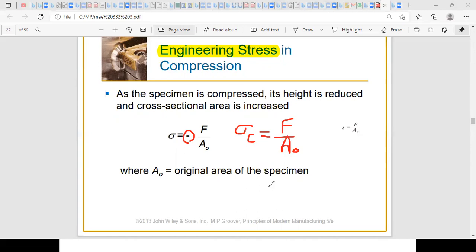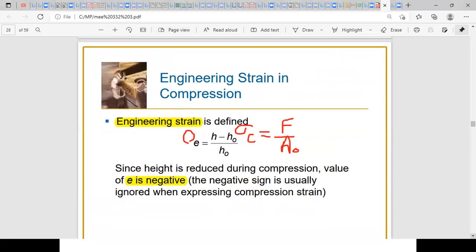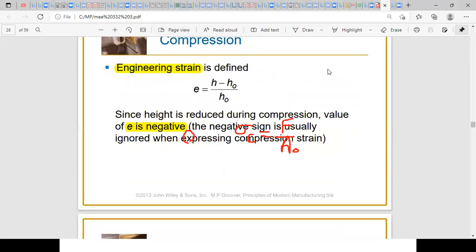Now in compression, what will take place is the opposite of the tensile test. The area will be increased as you compress your specimen, and we'll see how this affects the graphs. Concerning the engineering strain, the definition is similar to the engineering strain in the tensile test. It's the instantaneous height minus the initial height over H0. Since it's a compression test, you have a reduction in height, so H will be smaller than H0, and then when you measure engineering strain, you will get a negative value.